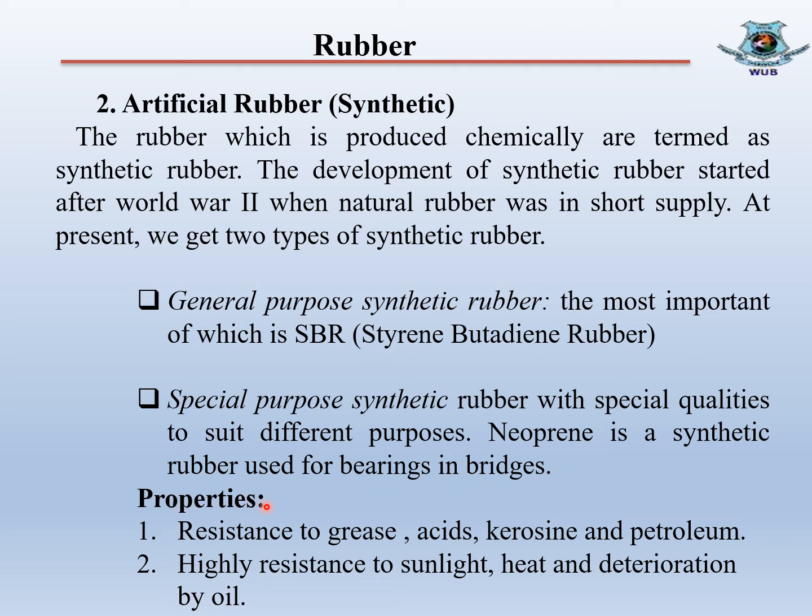Properties of artificial or synthetic rubber. Synthetic rubber possesses certain properties which are impossible with natural rubber. These properties are resistance to grease, acids, kerosene and petroleum, and high resistance to sunlight, heat and deterioration by oil. Due to these properties, the uses of artificial rubbers are increasing day by day.